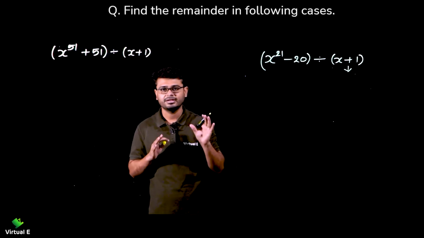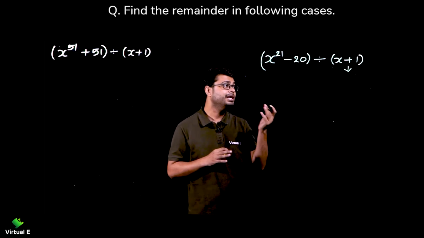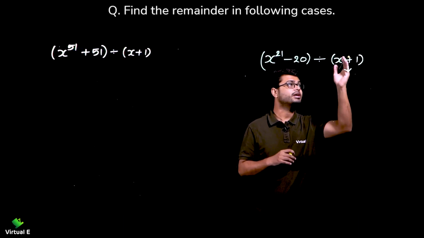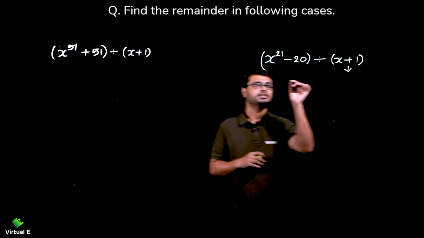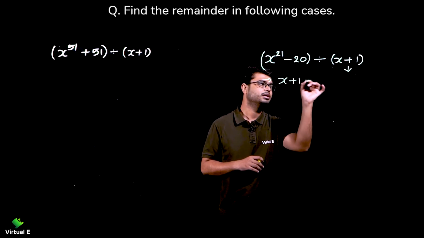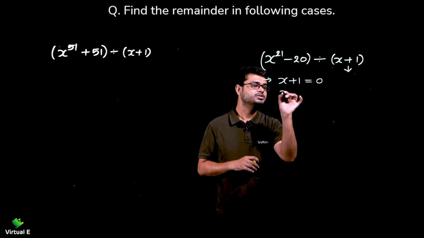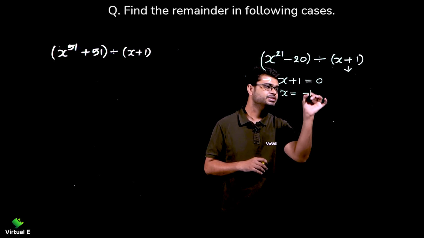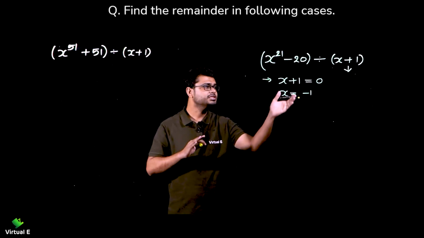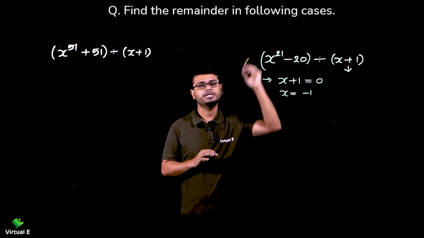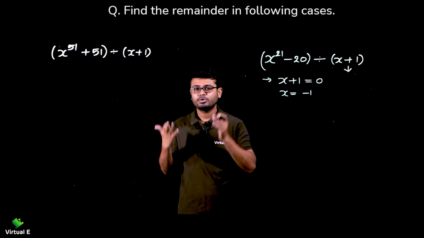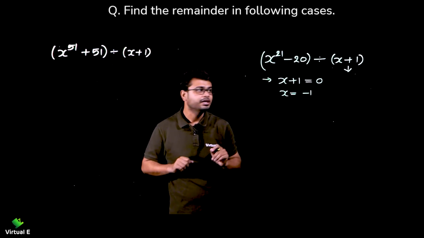In this case, first of all, we need to get the value of a. If you remember the remainder theorem, we were finding p(a). Now a, how can we get from the divisor? So we are going to equate the divisor to 0. So we will take x plus 1 is equal to 0. So what's the value of x? x is equal to minus 1. Very simple. Now this value we are going to substitute into the polynomial, and whatever we get, 0 or some numbers, positive or negative, that will be the remainder.